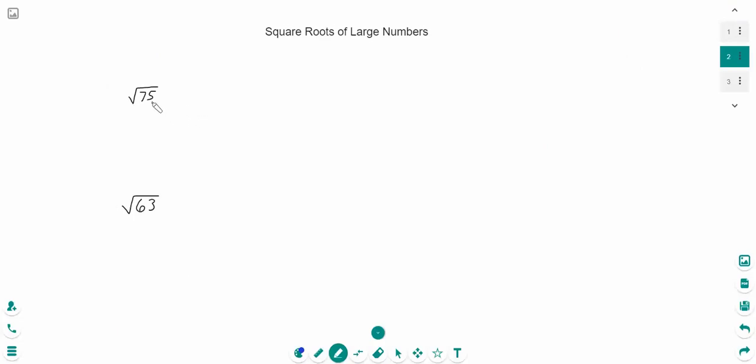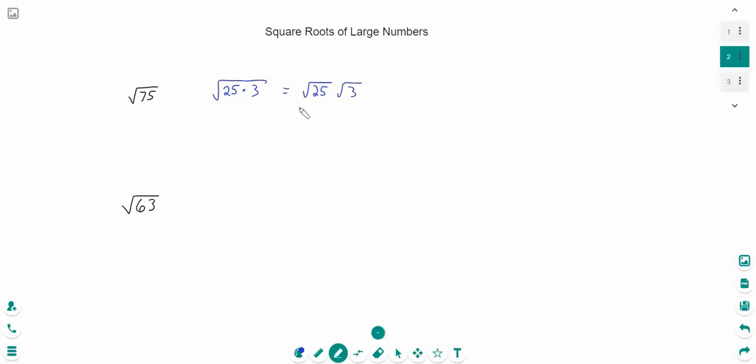And what you might be able to recognize in this particular number is that 75 could be written as 25 times 3, right? Think of quarters. 75 is 3 quarters. 25 times 3. All right? So this could be written as the square root of 25 times 3. Now, that could be written again as square root of 25 times the square root of 3.